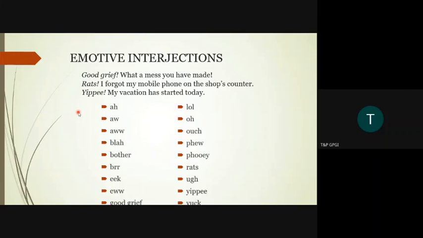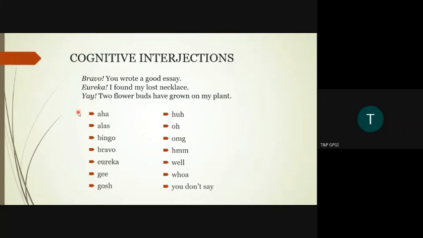It depends how comfortable you are with words. Or, yippee, my vacation has finally started. So yippee, happy feeling, happy emotion. So it is an emotive interjection. The last one is cognitive interjection. So cognitive interjection covers many things. Again, aha, alas, bingo, or bravo. And the list goes on.